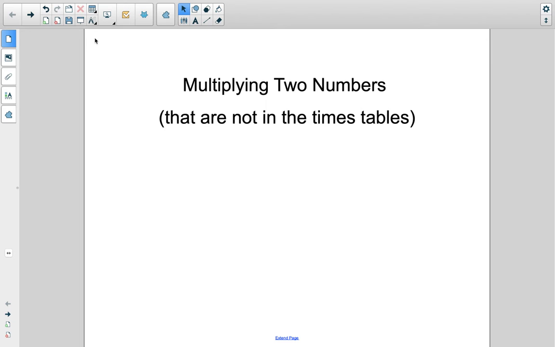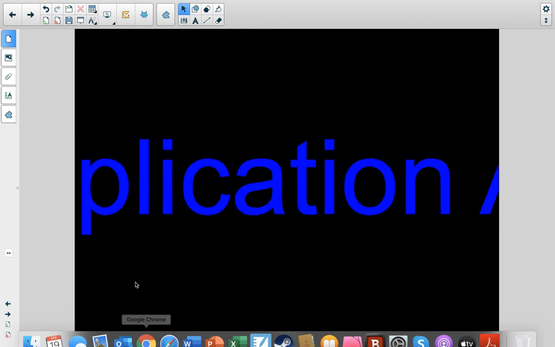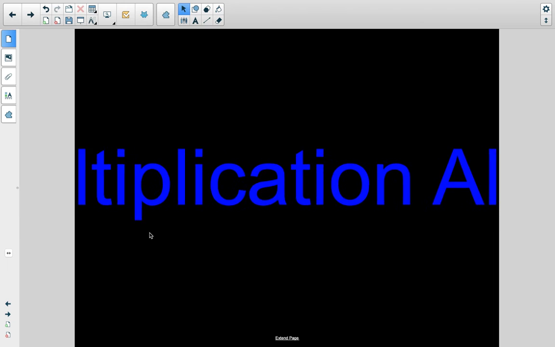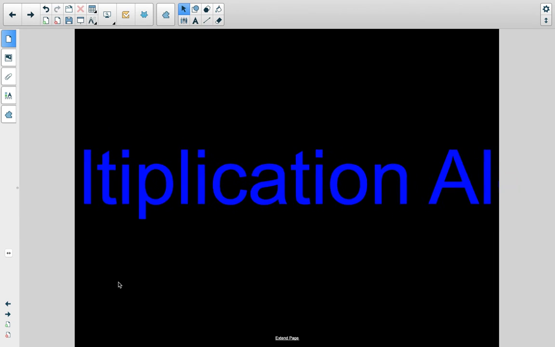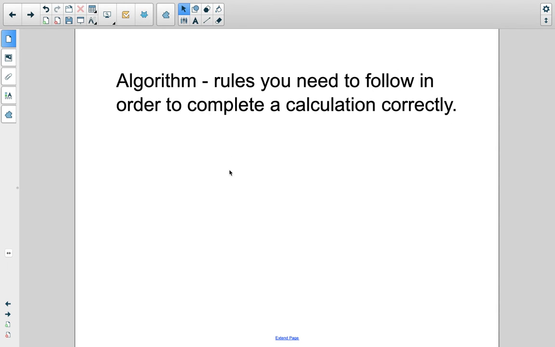This one is a little different because what we're actually going to be doing is using something called the multiplication algorithm. It's a scary sounding thing, but algorithm is a fancy way of saying rules you need to follow in order to complete a calculation correctly. When someone says we're going to be using the multiplication algorithm, or the long division algorithm, it's a way of saying you need to follow these steps in order to get the answer correctly.